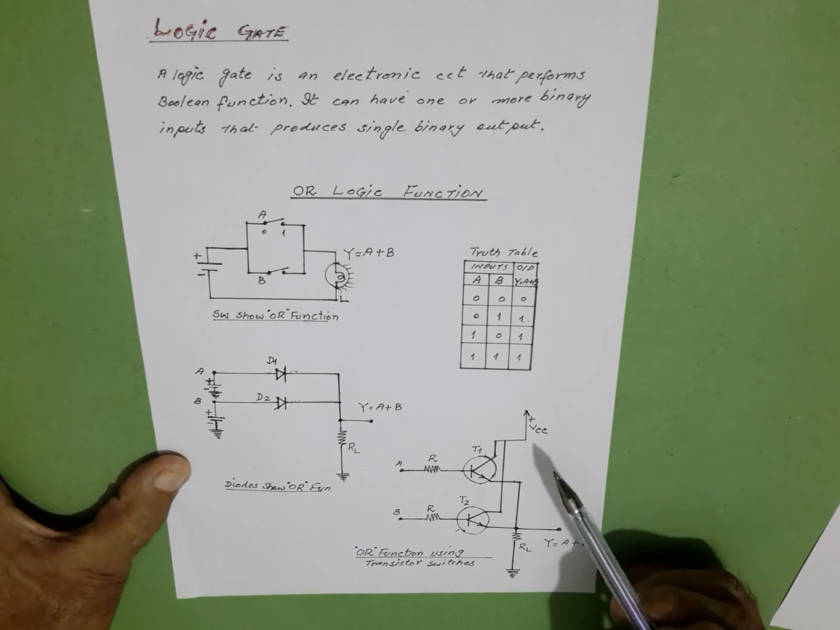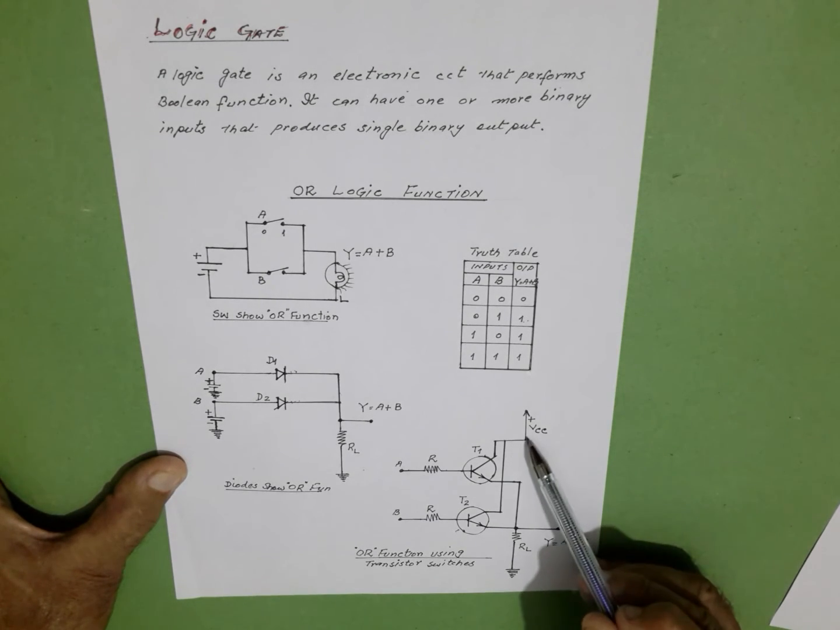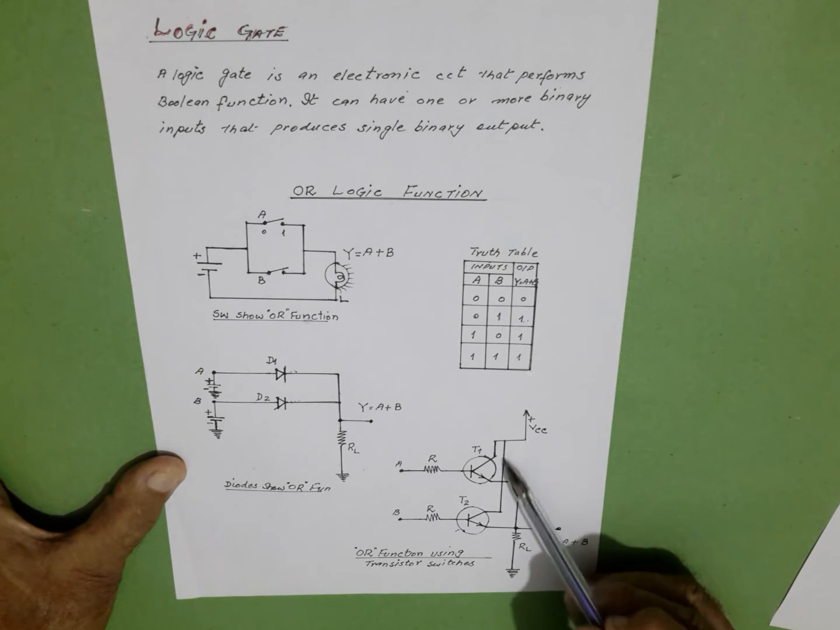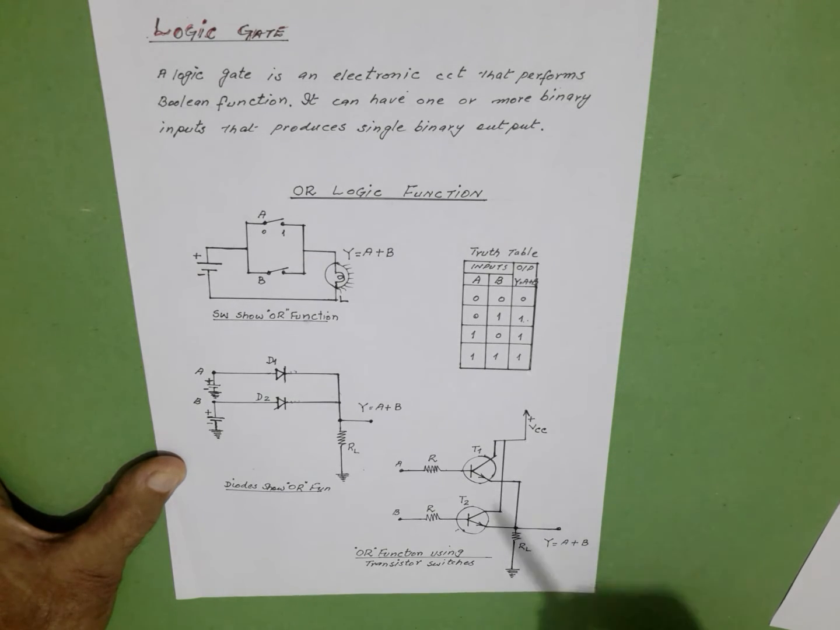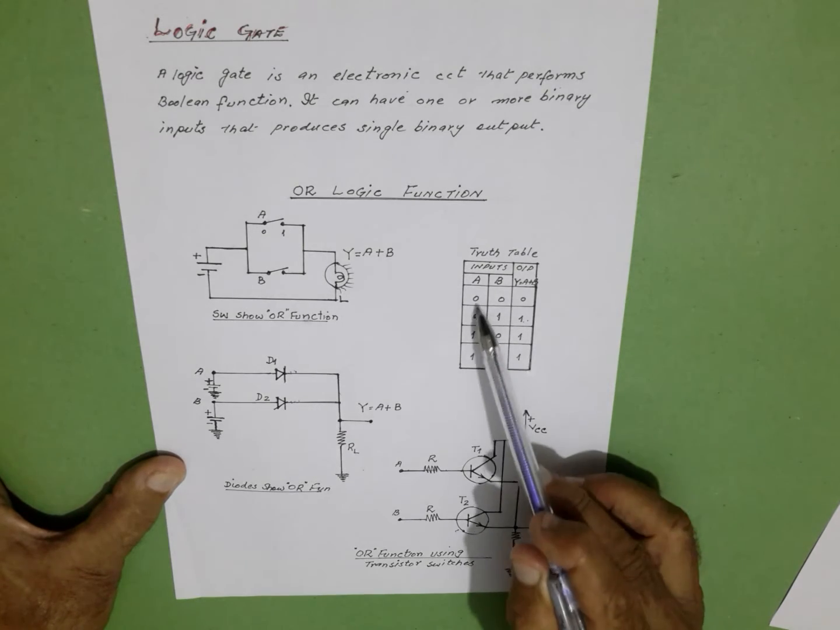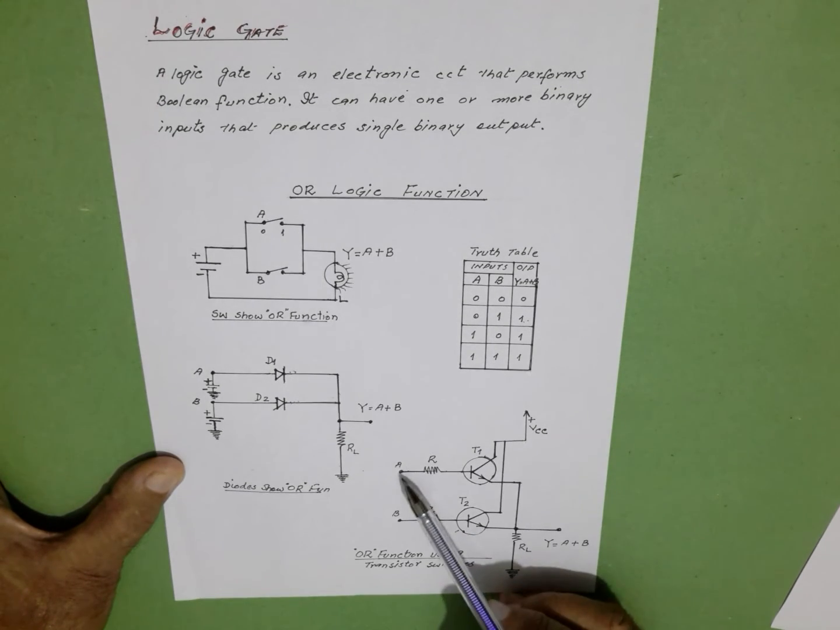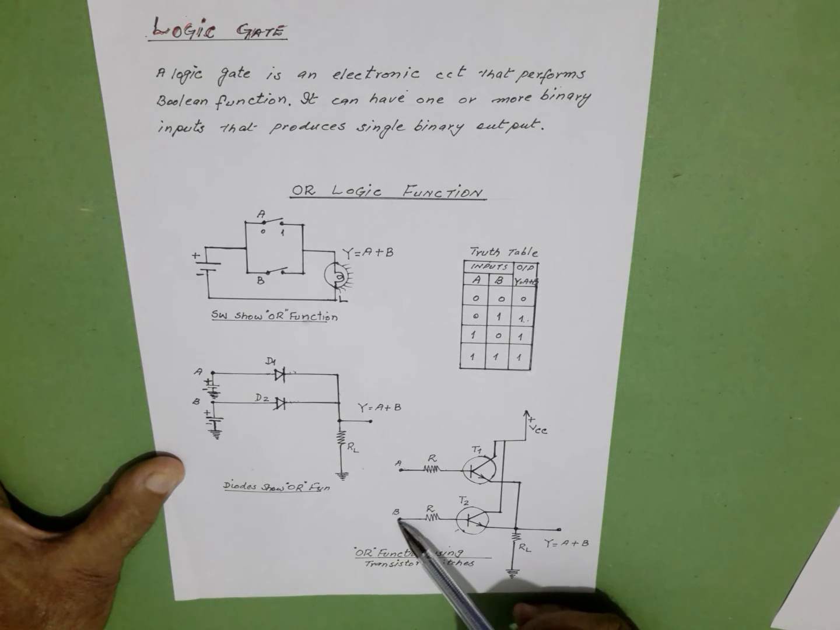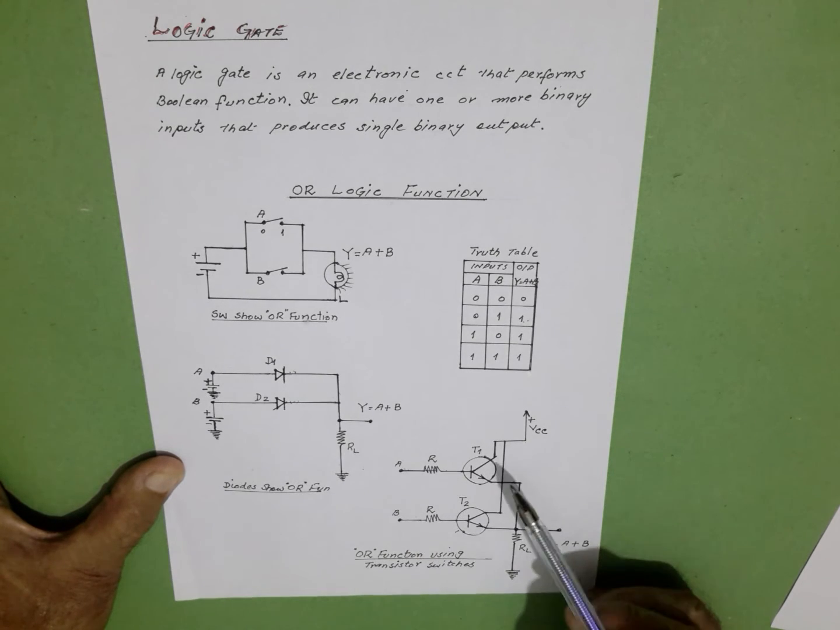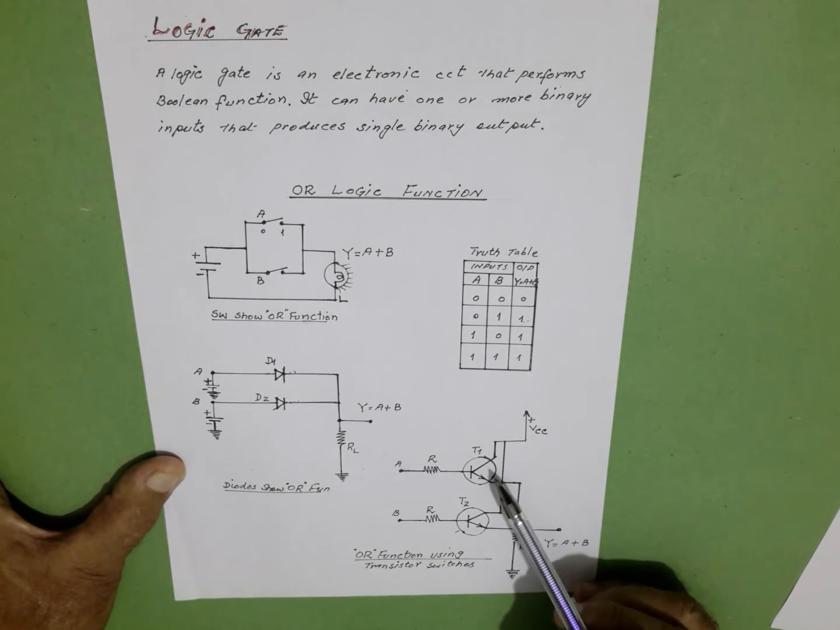These two transistors are connected in parallel. VCC is connected to the collector of each. For the first case, when both A and B are 0, we are applying logic 0 voltages. They are reverse biased, so they are not conducting.